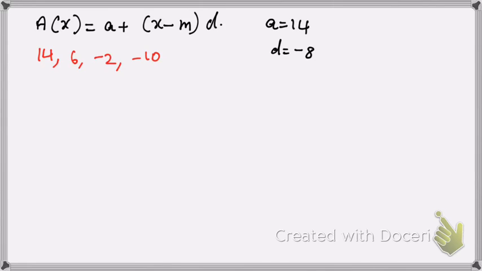So we are asked to find A of 5, A of 10 and A of 100. So we can just find A of 5, and A of 10 and A of 100 can be found the same way as A of 5. So I'm just going to go ahead and solve for A of 5, okay, and you can do the rest.